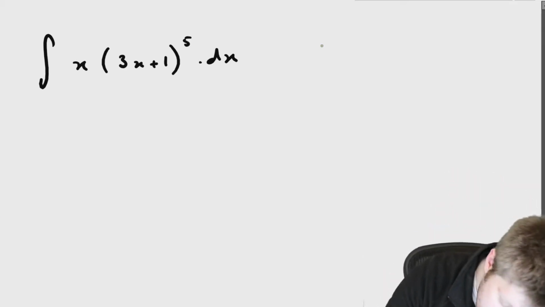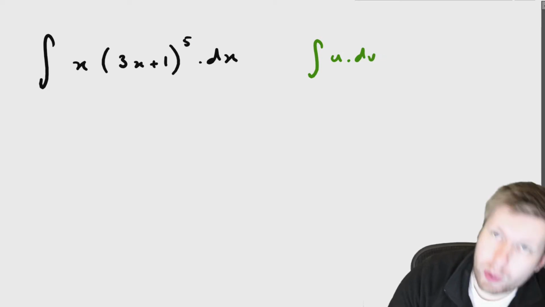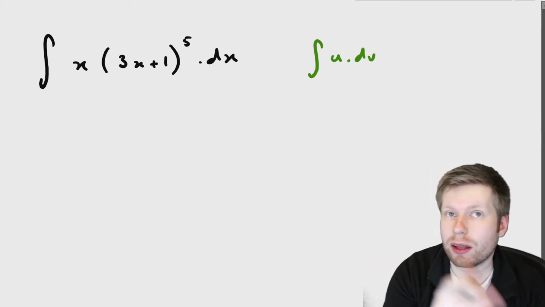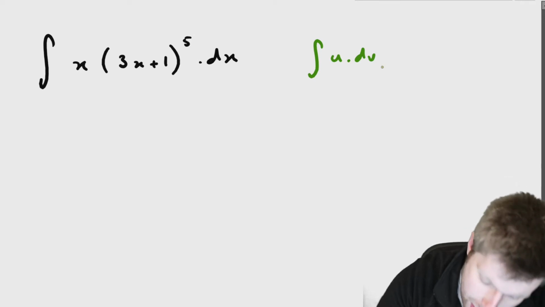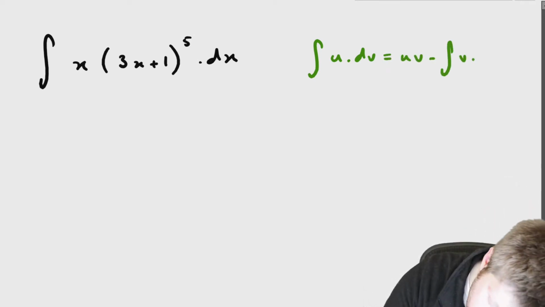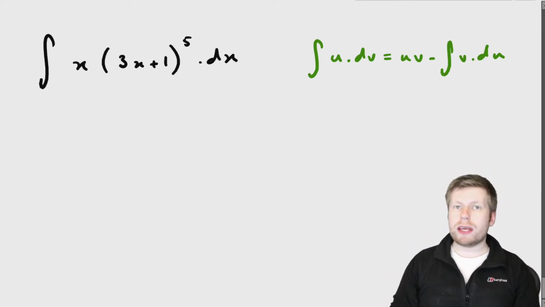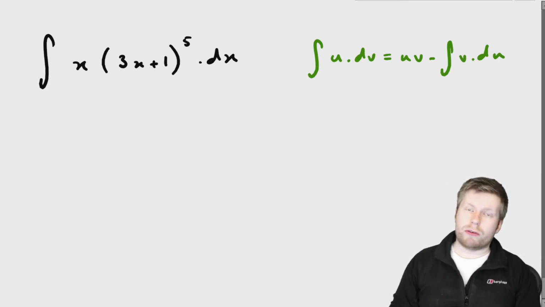So I can say that the integral of u multiplied by dv, so in other words the integral of two functions multiplied together, one of them is u, one of them is the derivative of v, that should be equal to u multiplied by v minus the integral of v du. Okay, so nice, simple, snappy thing to remember. Integral of u dv equals uv minus the integral of v du.